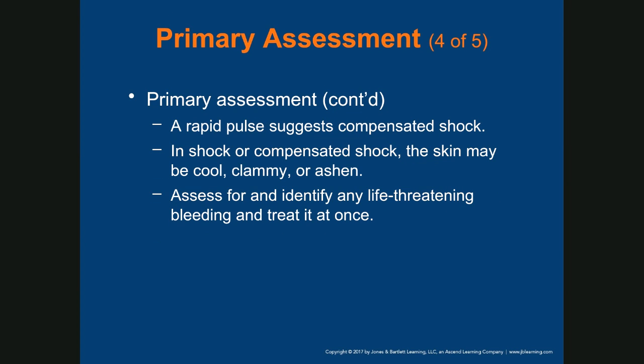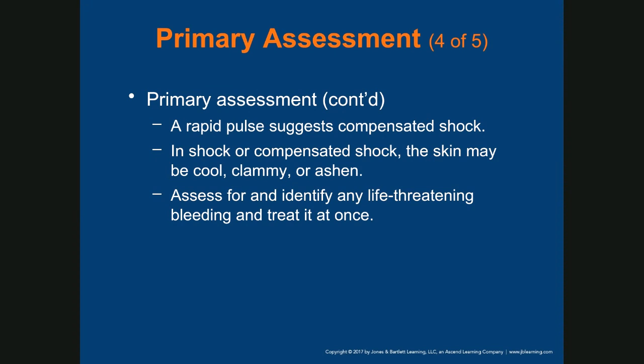A rapid pulse suggests compensated shock, unless the patient has what? Neurogenic shock. So if the patient has neurogenic shock, they won't have a rapid pulse because there is no sympathetic stimulation. In shock or compensated shock, the skin may be cool, clammy, or ashen.